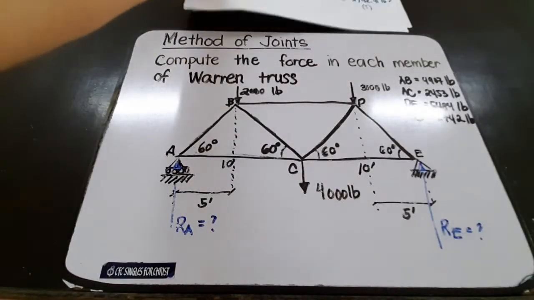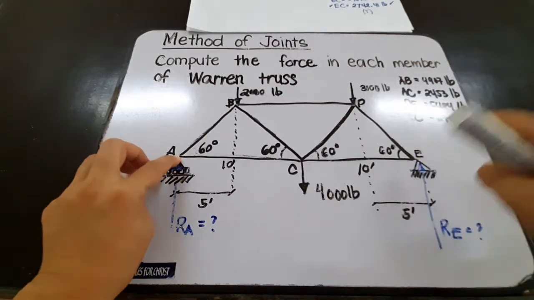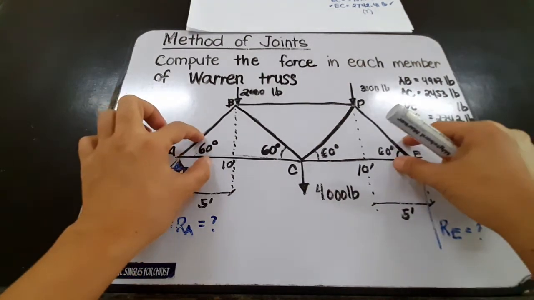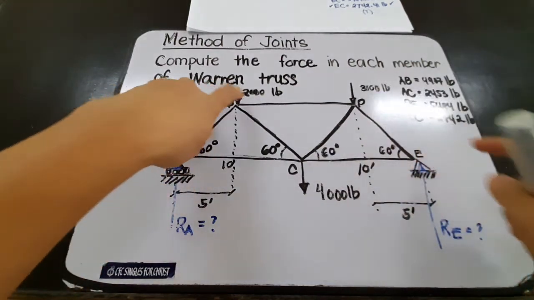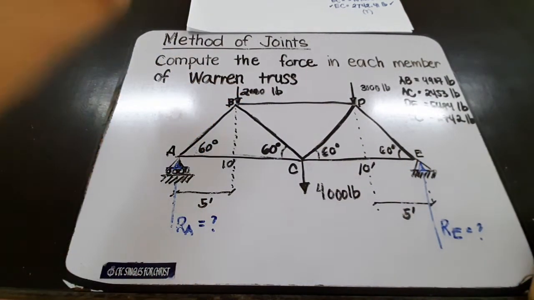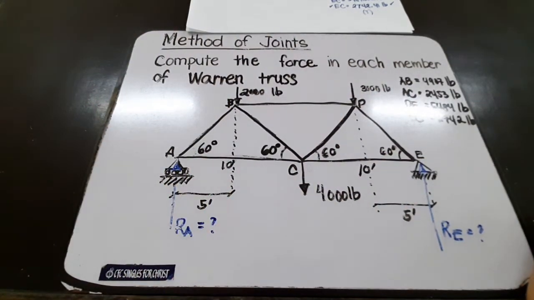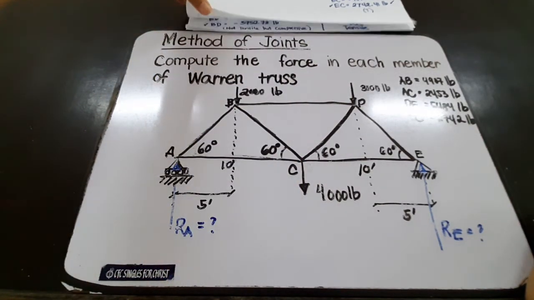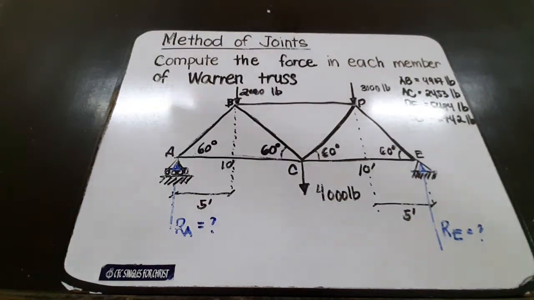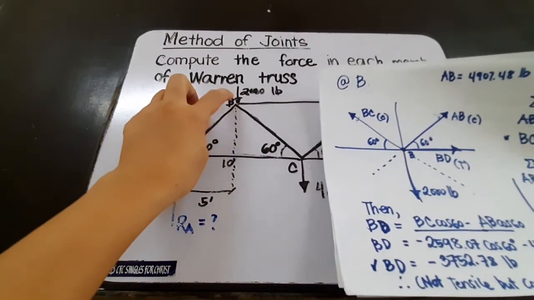So we have solved for the members involving joint A and joint E. So what's next? We can select either C, D, or B. Whichever comes first, the answers of the members, or the forces of each member, should be the same. So in my case, I choose joint B.